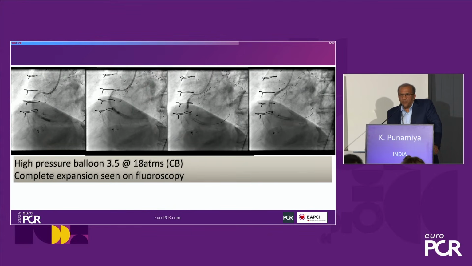We then followed it up based on the IVUS and what our expectations were for the final MSA. We decided to take a high-pressure balloon at 18 atmospheres and demonstrated that it completely expanded in 2 fluoroscopic views through the entire length of the area. That was the target.